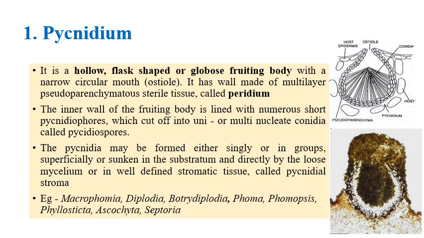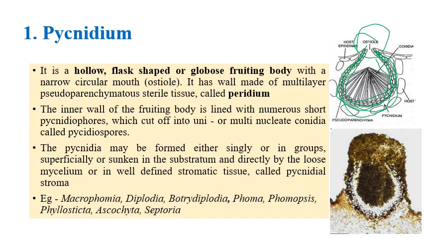The first one is the pycnidium. We'll start with the pycnidium. On the right side, I have given two pictures: one is a microscopic picture, and the second one is a computerized picture. Let's start with this pycnidium. It looks exactly like a globose fruiting body, right? There are some scientific terminologies used for this kind of fruiting body. It looks like a hollow, flask-shaped or globose-shaped fruiting body.